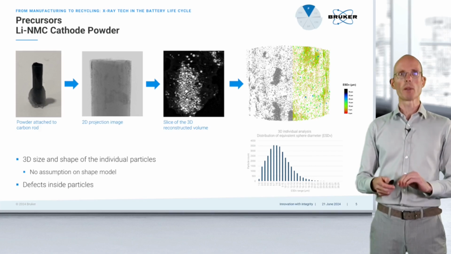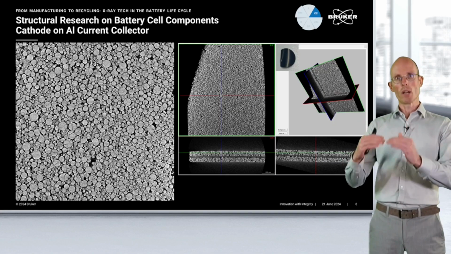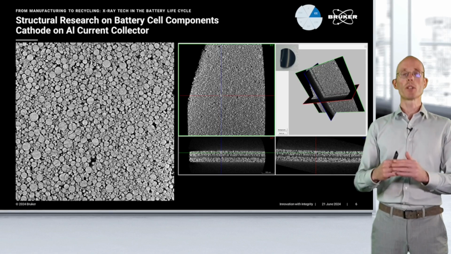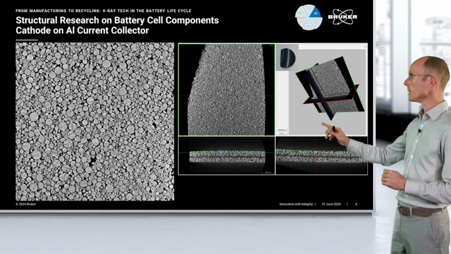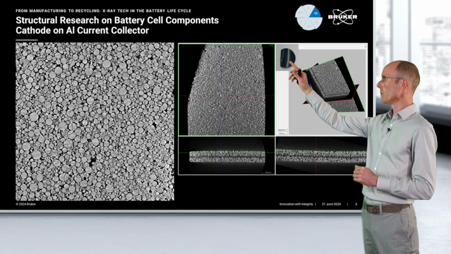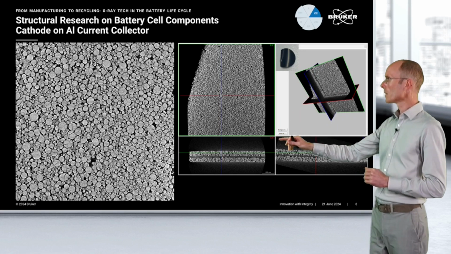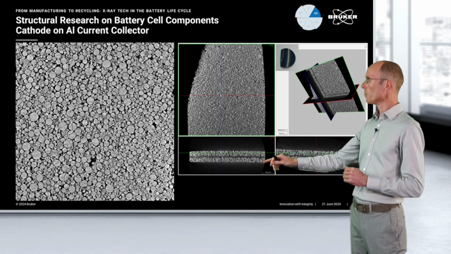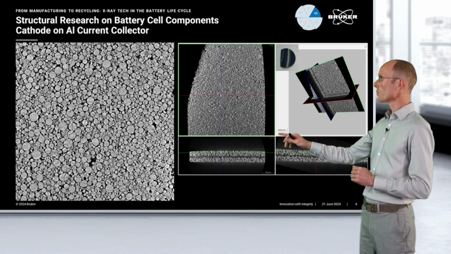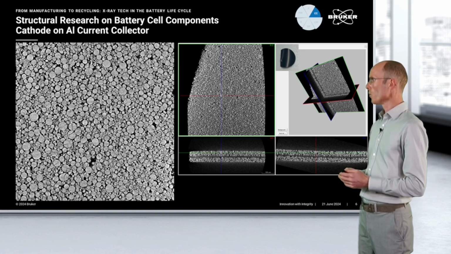And that's an example I want to show you now. We've now cast the cathode particles onto an aluminium foil. You see here the sample. There's about a 1 centimeter foil over here, with the cathode particles cast on both sides of the aluminium current collector. So you see here 3 cross-sections of that sample.